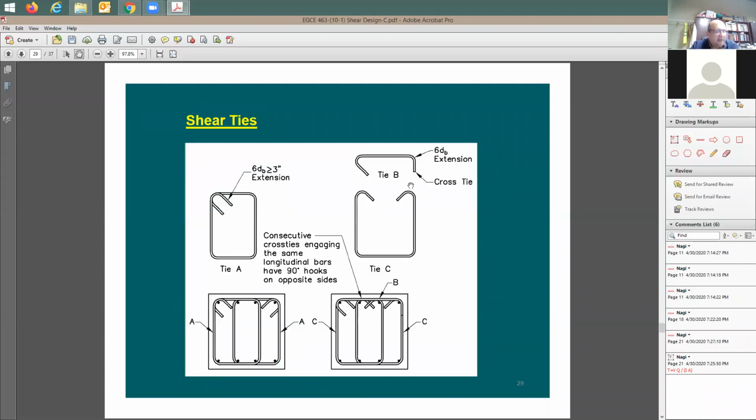Shape of the ties: they have to be closed ties. They need to be anchored on the top and the bottom, so you need to have rebars on the top and rebars on the bottom. Otherwise, it's not going to be acting with you. It's not going to be triggered when it comes to shear strength with steel.